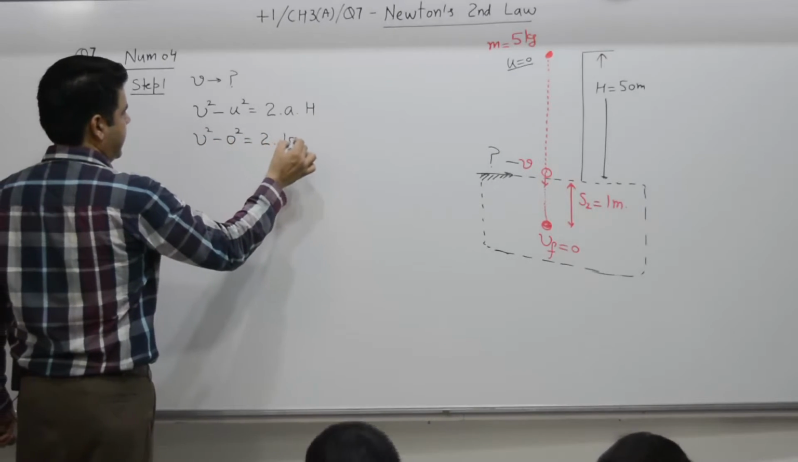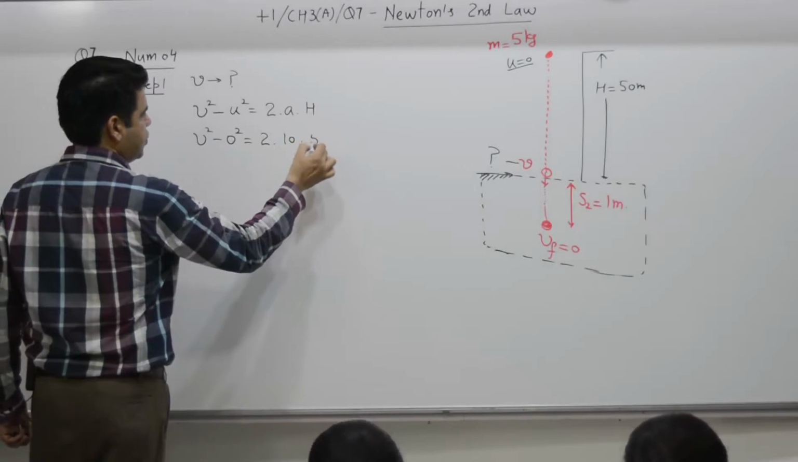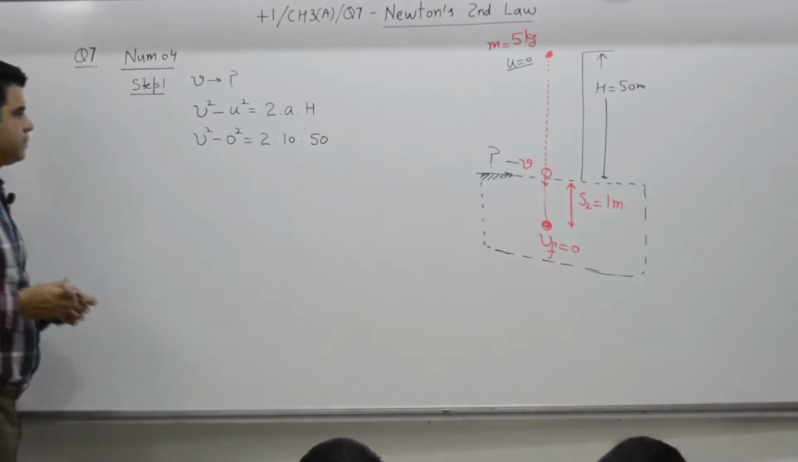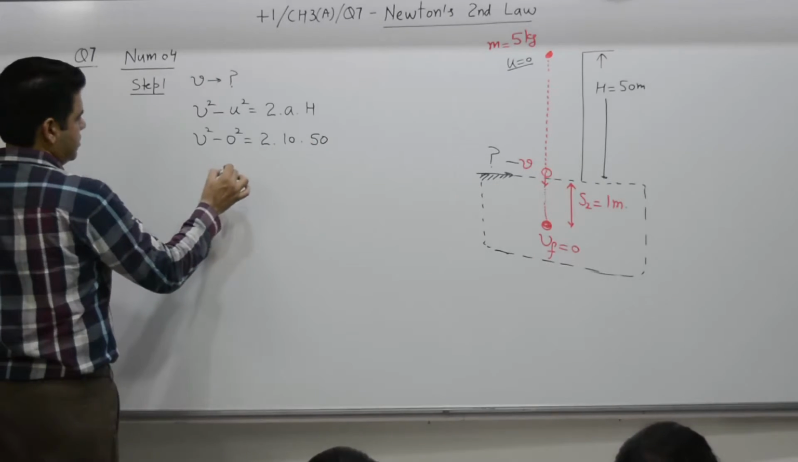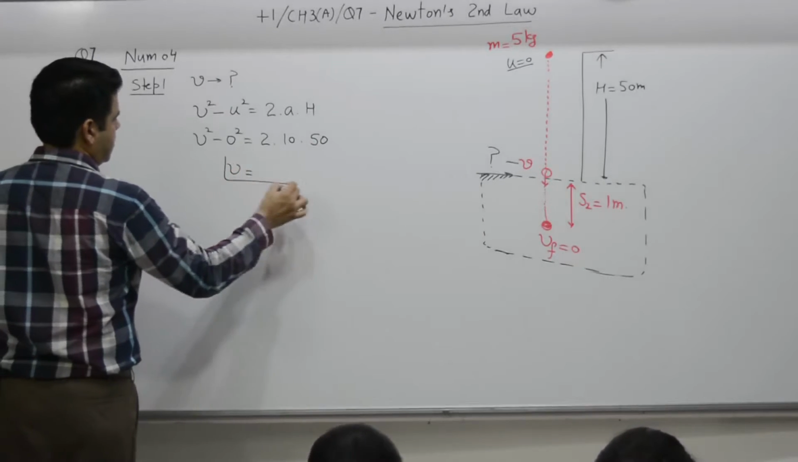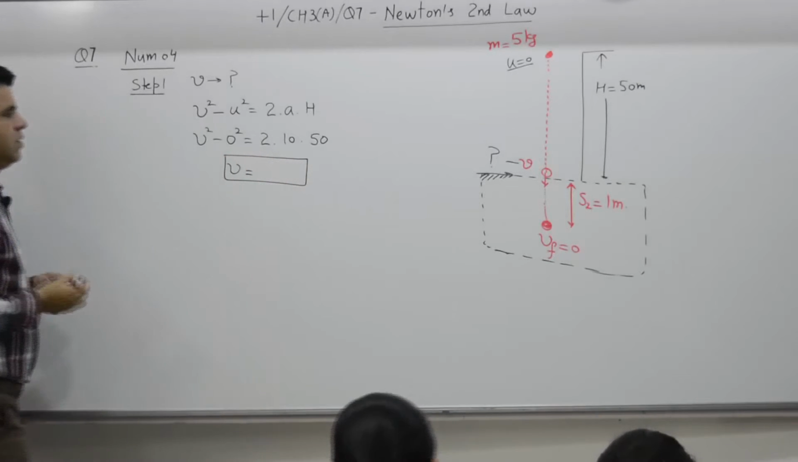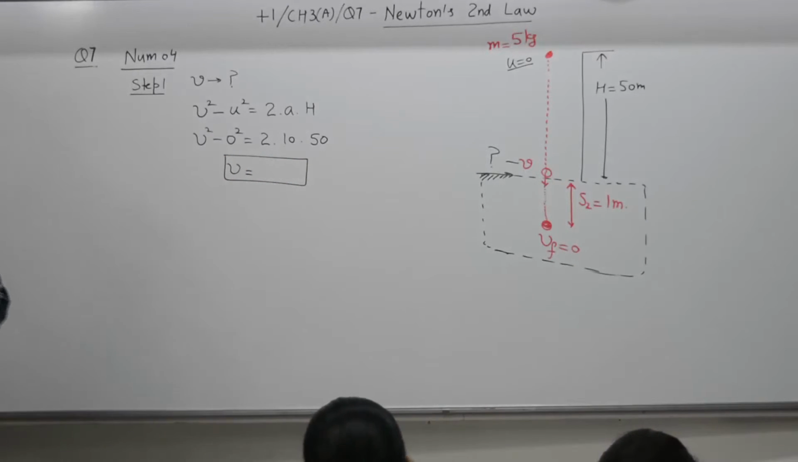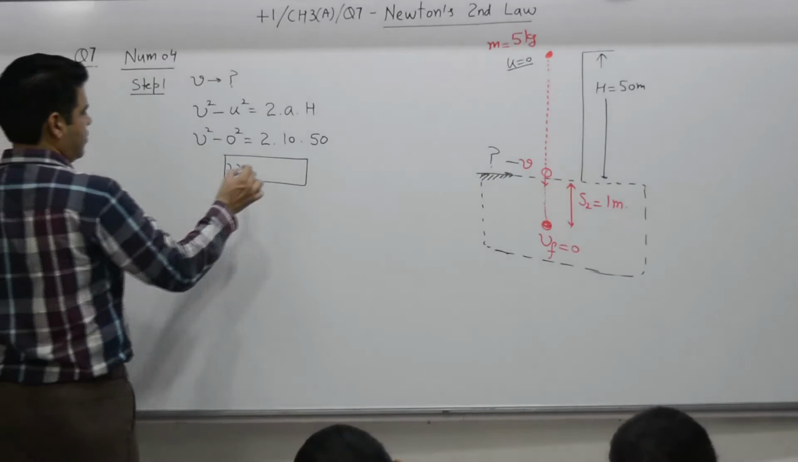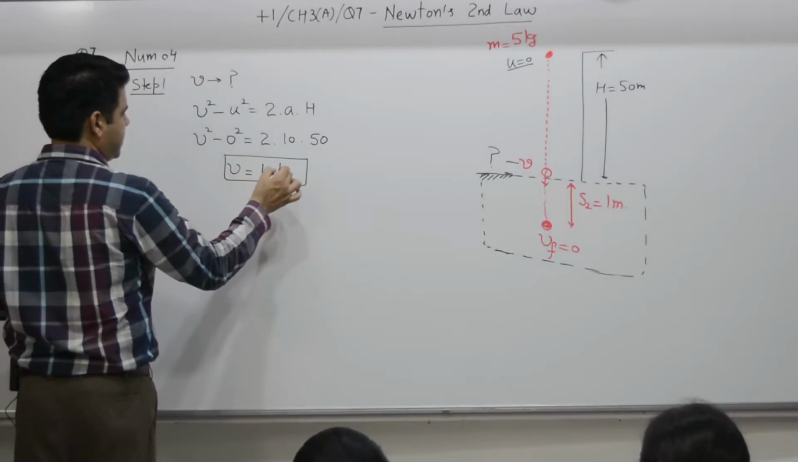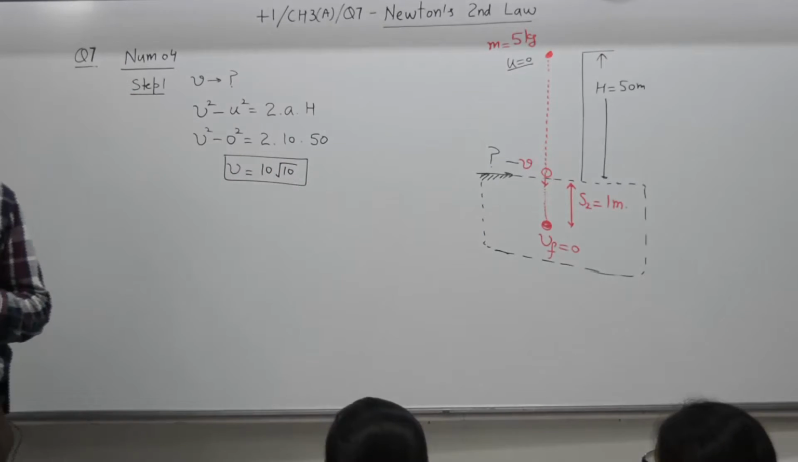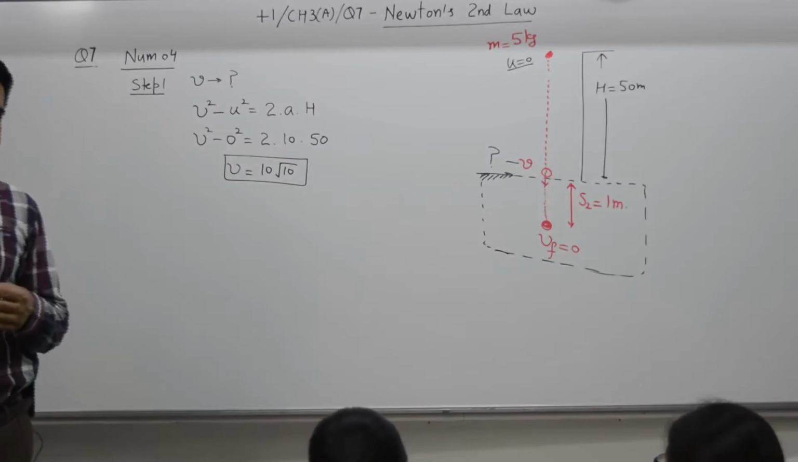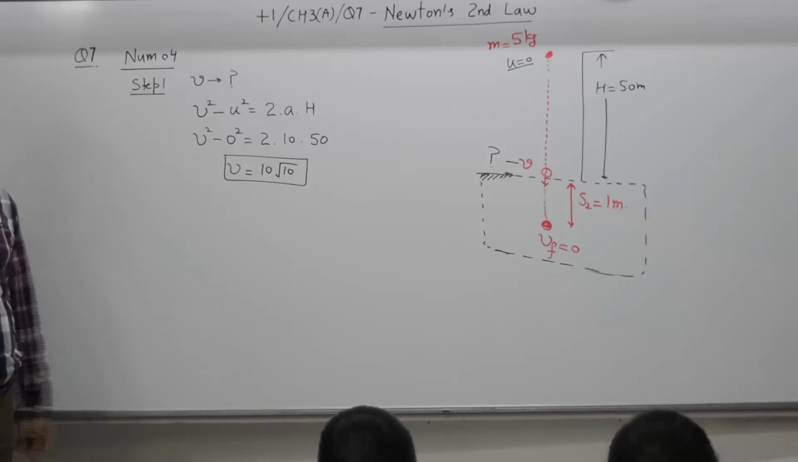2 into A 10 into H 50. Comes out to what? 10 root 10, root under 1000, that is 10 root 10. Approximately 10 into 1.4, that is 14.14. Approximately 14. But you can write in this format.